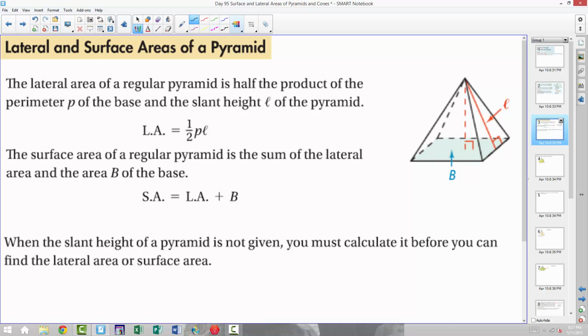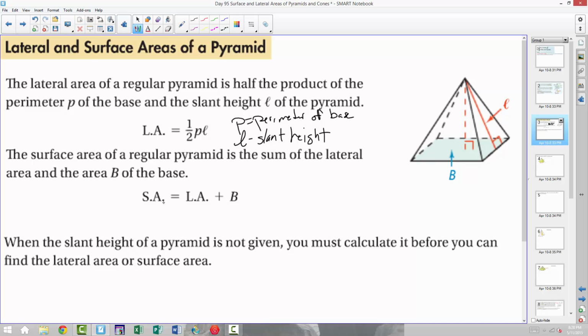Things that we need to note: P is the perimeter of the base. L is your slant height. The slant height is actually the altitude of the triangular lateral face.